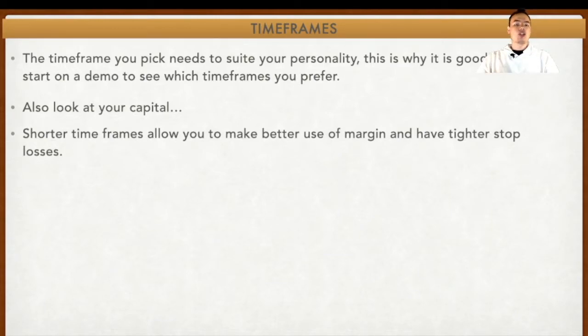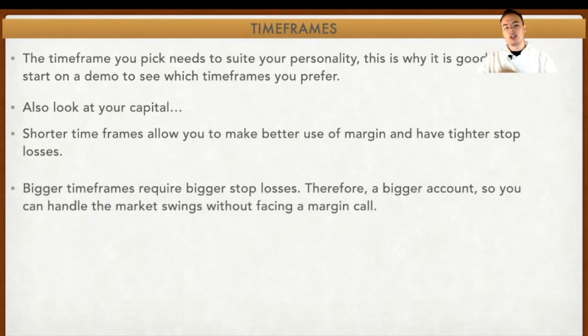Shorter time frames allow you to make better use of margin and have tighter stop losses. Bigger time frames require bigger stop losses, therefore a bigger account, so you can handle the market swings without facing a margin call. However, in the paid course, I show you how to do multiple analysis when dropping down your time frame to have a tighter stop loss, even though we use the 4-hour and the daily time frames.